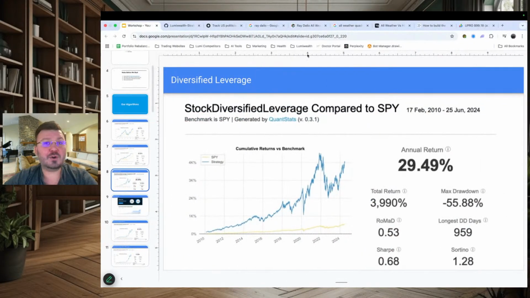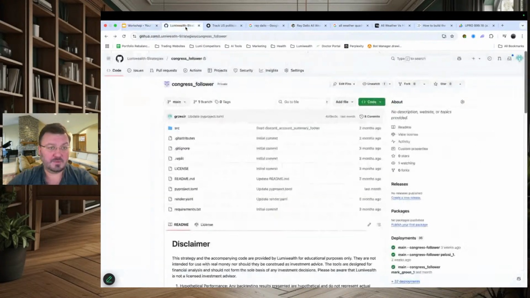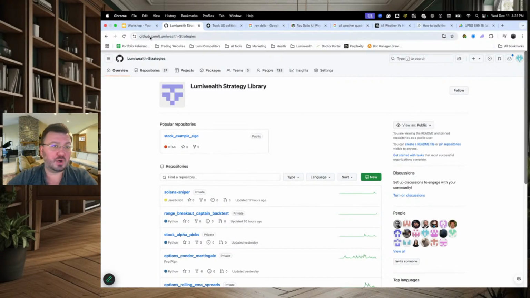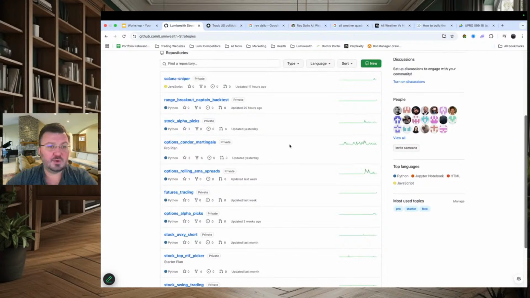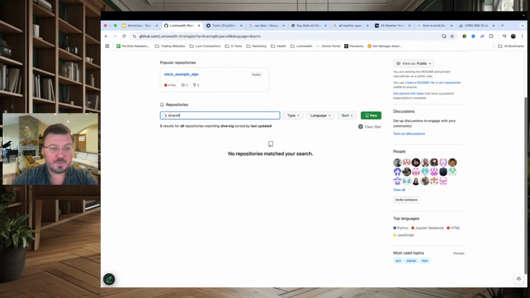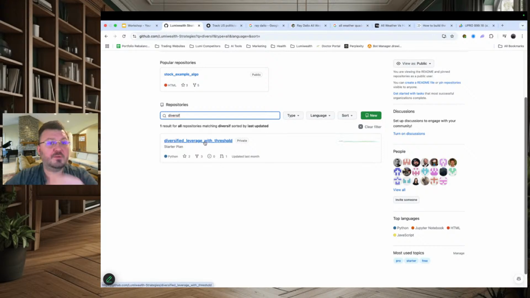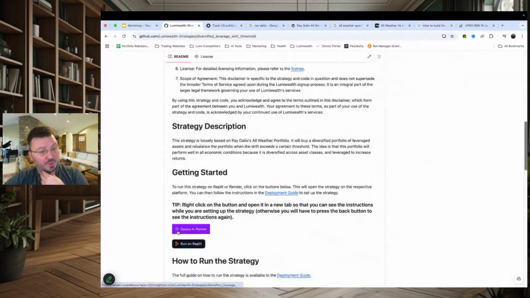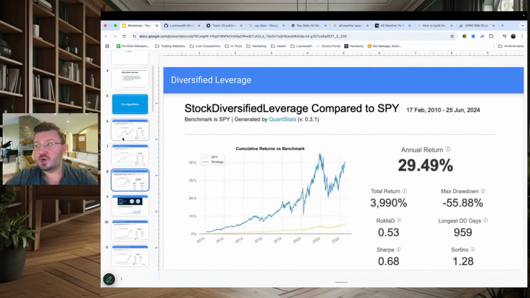So fantastic algorithm. Again, if you want to use this algorithm, you can go into our GitHub library and search for diversified leverage. There it is, diversified leverage or threshold. You want to click on that, right? And again, just like the other algorithm, you can scroll down, find this deploy to render button, and you can actually run this algorithm right now if you'd like to. We'll show you exactly how to do this during the class, right? Okay, cool. So that's two of our algorithms.